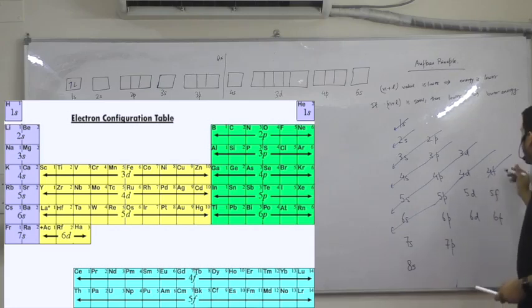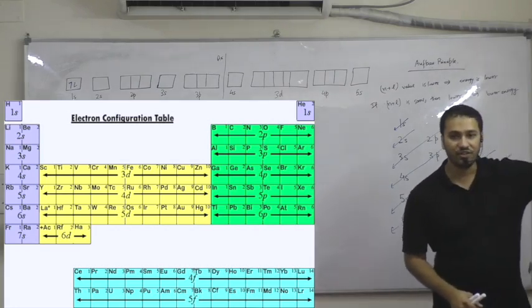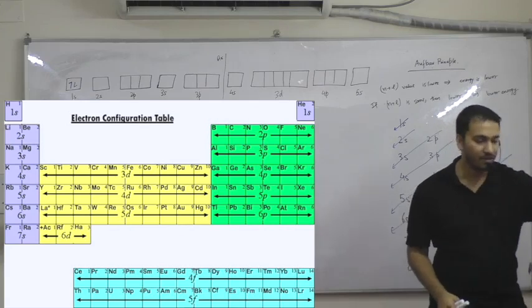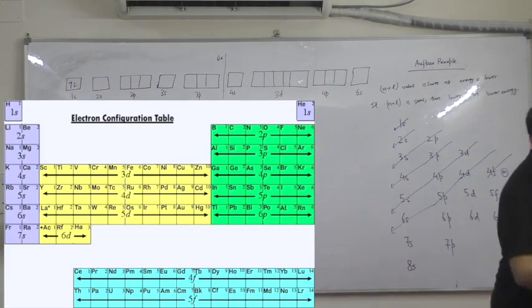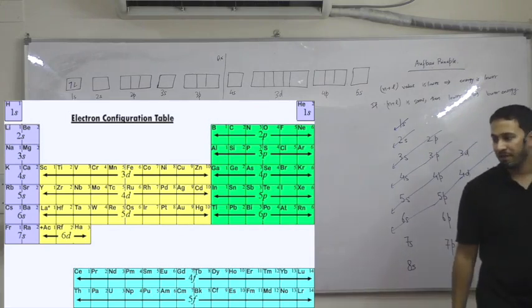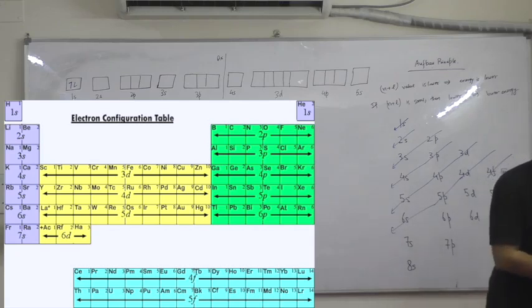Now 4f can hold how many electrons? 14, because it has 7 orbitals. So after 6s, notice I reach here. Lanthanum. Now this is written separately. From there, here to here, what do I have? I have 14 elements from here to here. What are these called now? F block elements. This is a chapter in class 12 called F block elements, where we will study the reactions of these compounds, these elements.